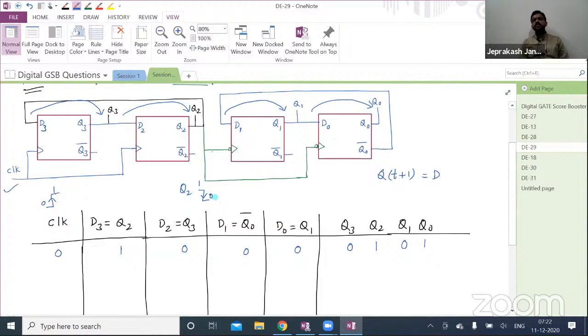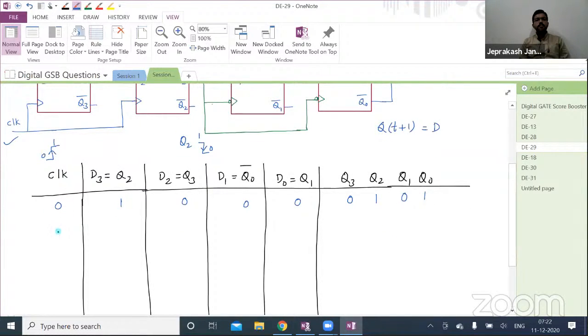Q2 value changes from 1 to 0. That means it is a negative edge. Whenever the Q2 signal changes from 1 to 0, only at that time, whatever input you are having will come as the output. That's all. So the flip-flop operation mainly affects only at the edges, either positive edge or negative edge. They will specify that in the circuit diagram. Okay.